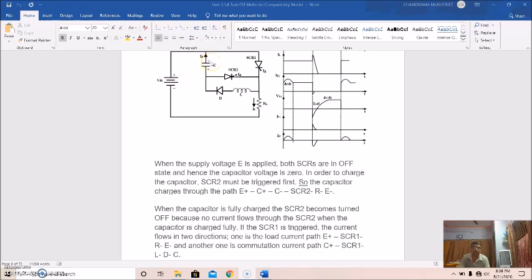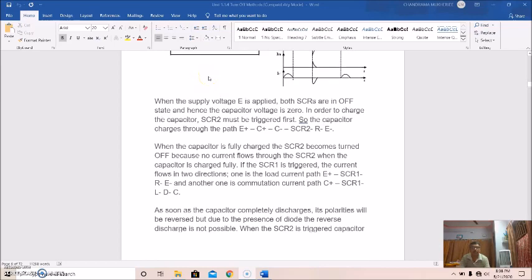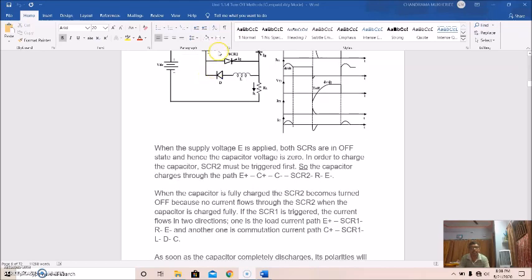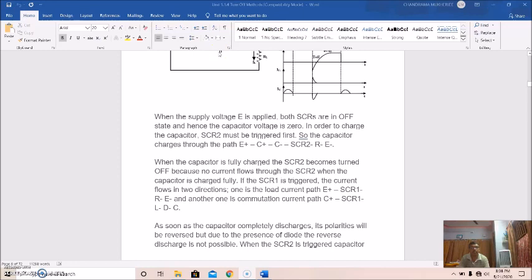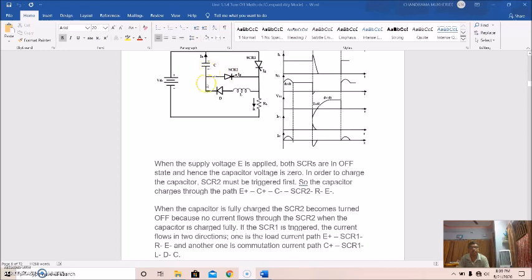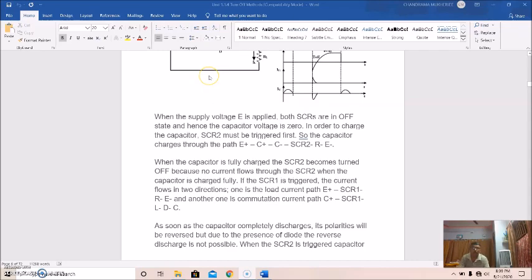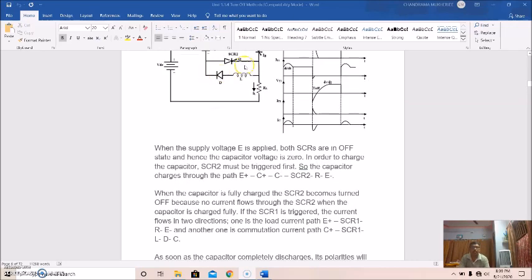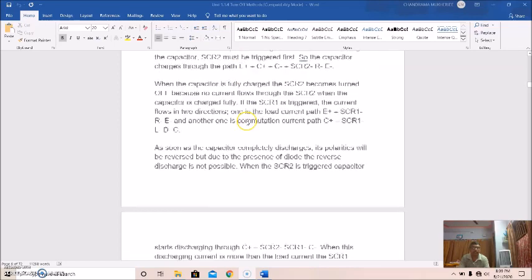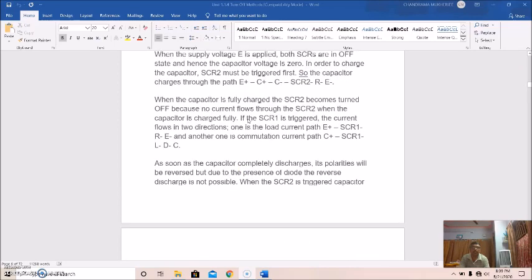This is C positive, then this main thyristor, then this load inductor, then this diode, and then this to C negative. As soon as the capacitor completely discharges, its polarity becomes reversed due to the presence of the diode. The reverse discharge is not possible because this is the cathode portion of the diode, so it is not possible to discharge.